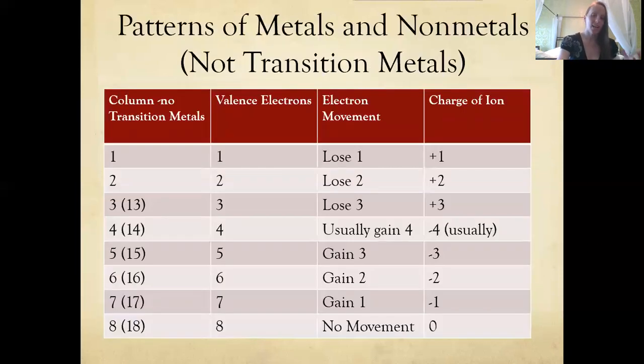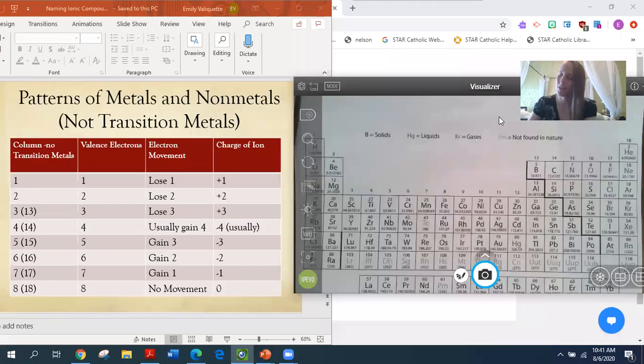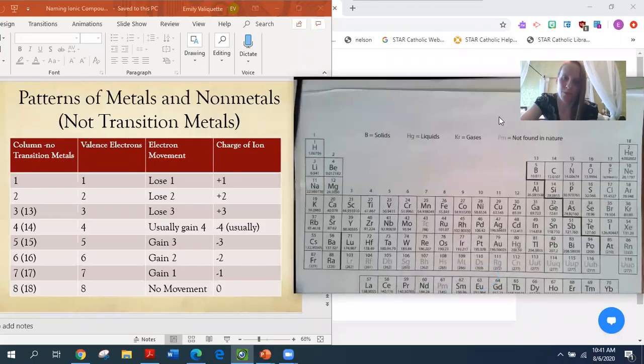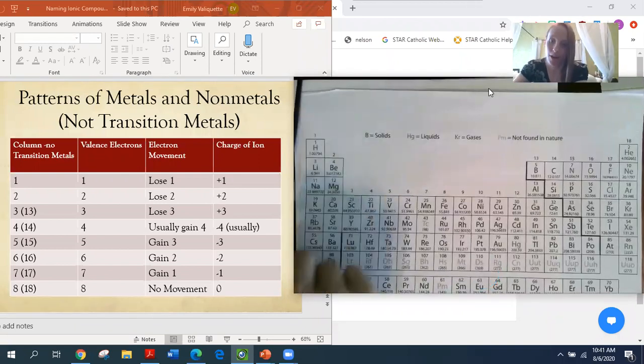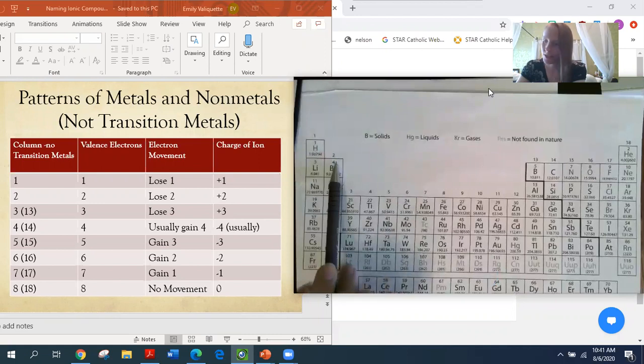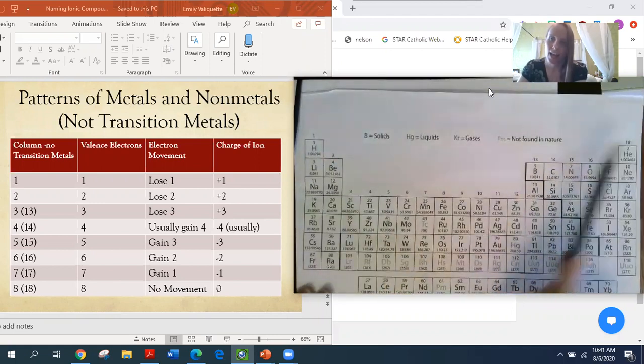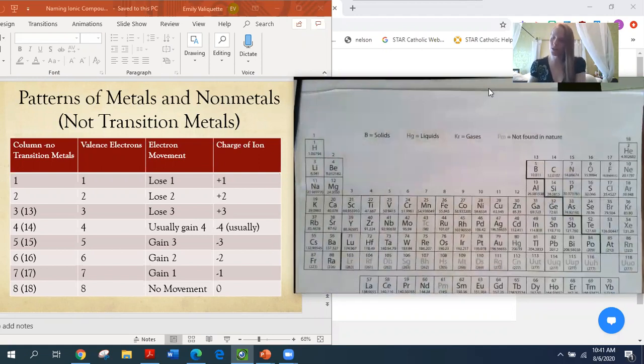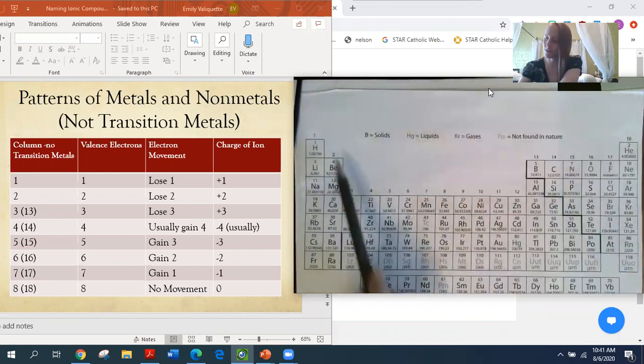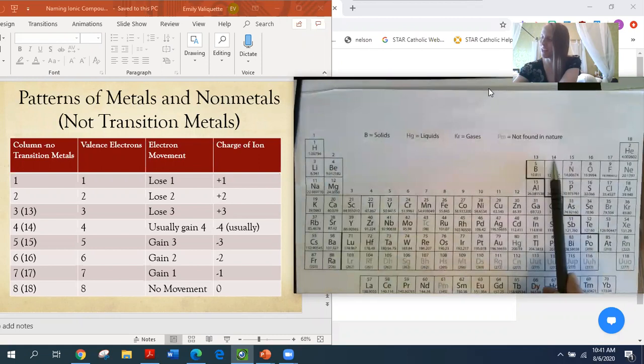Okay, so that is just something that you need to memorize in terms of the periodic table. Okay, so if we look at the periodic table over here, again, you just need to memorize that as far as valence electrons go, anything in this column is going to have 1, 2, 3, 4, 5, 6, 7, 8. And as far as charges go, it'll be +1, +2, sorry, +3, -4, -2.